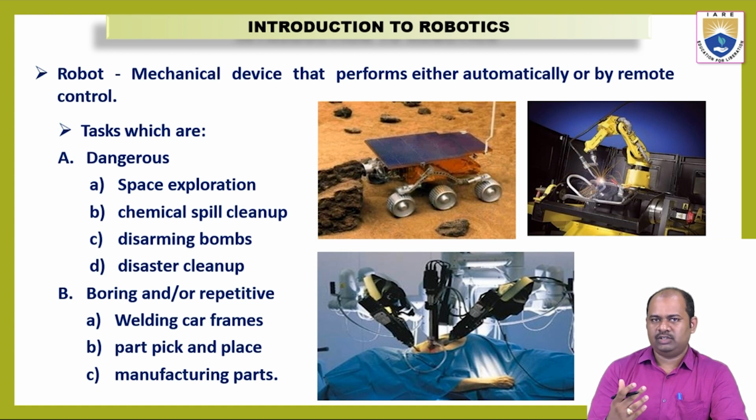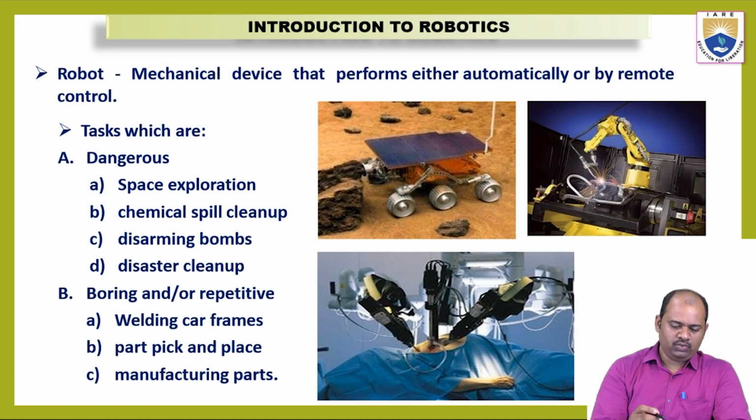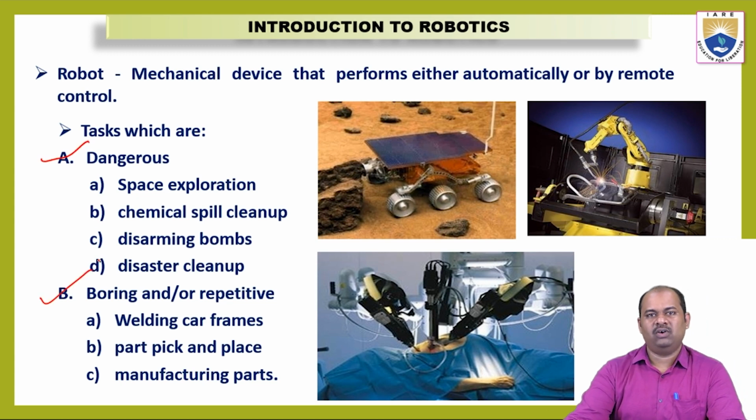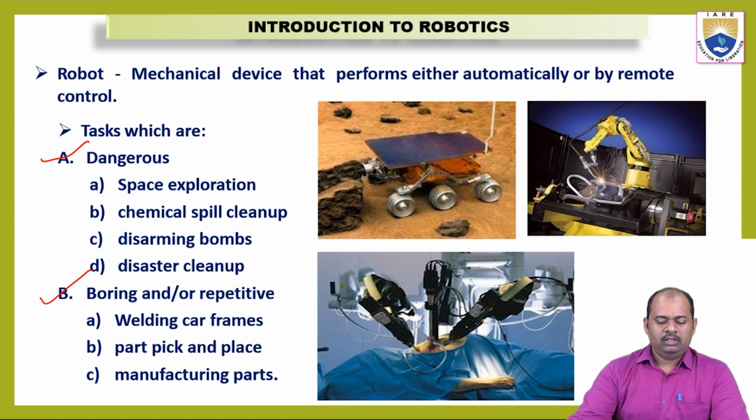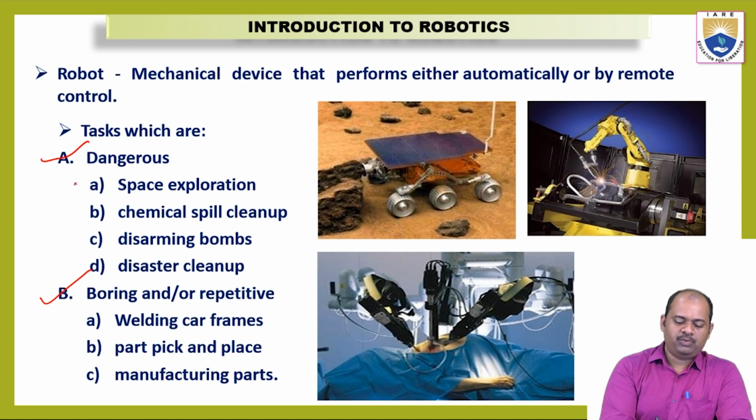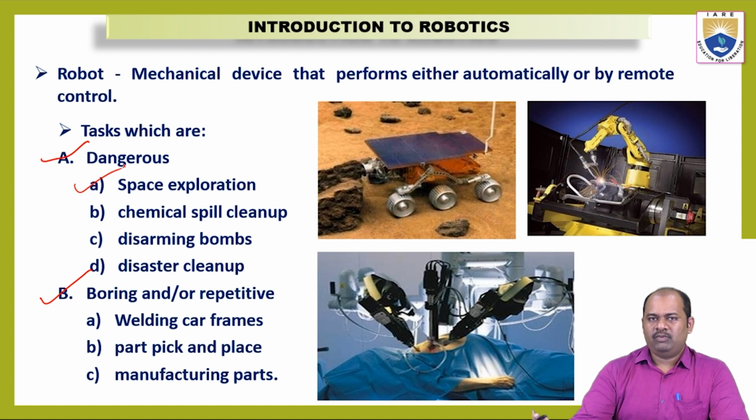So, some ideal tasks which are performed by robots. Let us see those tasks here. The first one is dangerous tasks, and the second one is boring or repetitive tasks. Dangerous tasks are like space exploration, where human beings would have to go into space and explore space or some new planet. For human beings, it is very dangerous because our bodies do not support zero gravity. So, sending a machine instead, which can think, into space exploration is very useful.